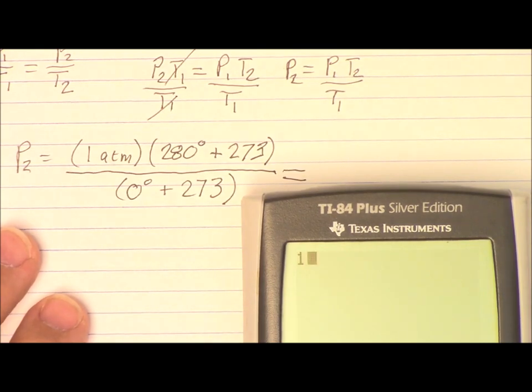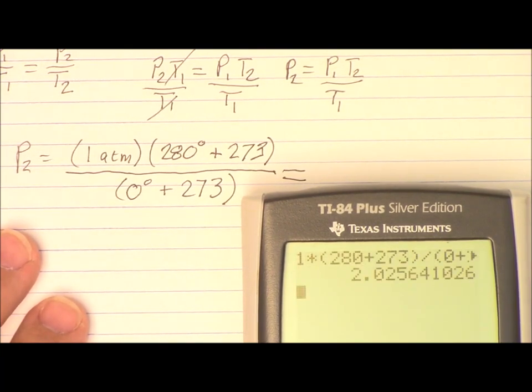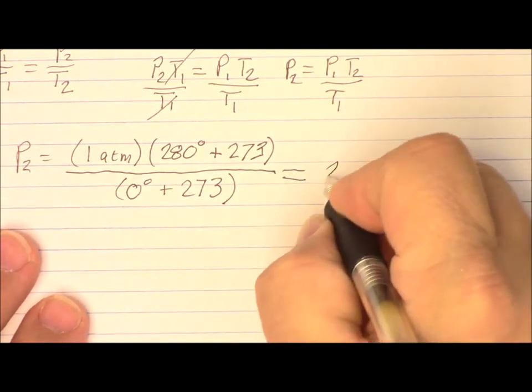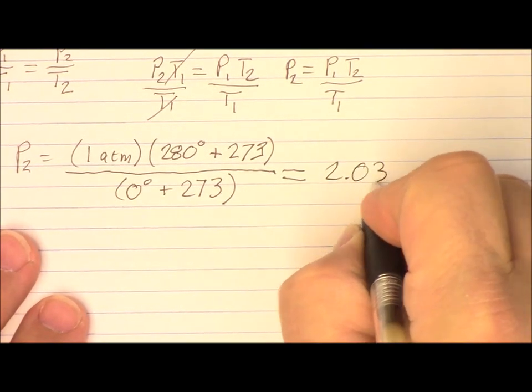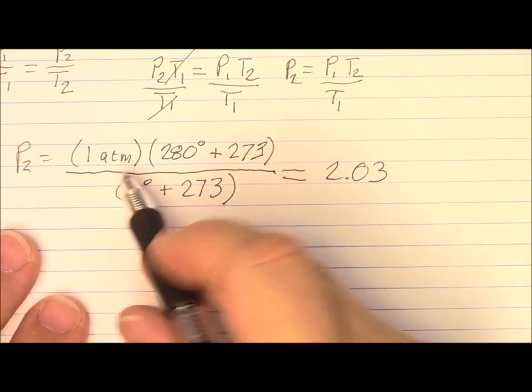One atmosphere times the quantity 280 plus 273, close parentheses, divided by another set of parentheses, 0 plus 273, close parenthesis, enter: 2.03. 2.03, and the units are atmospheres.